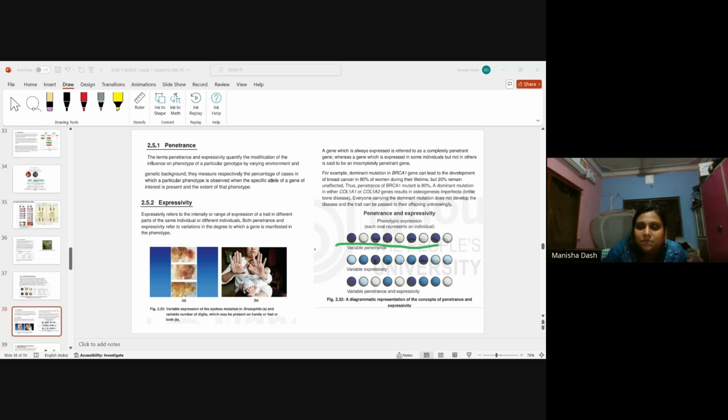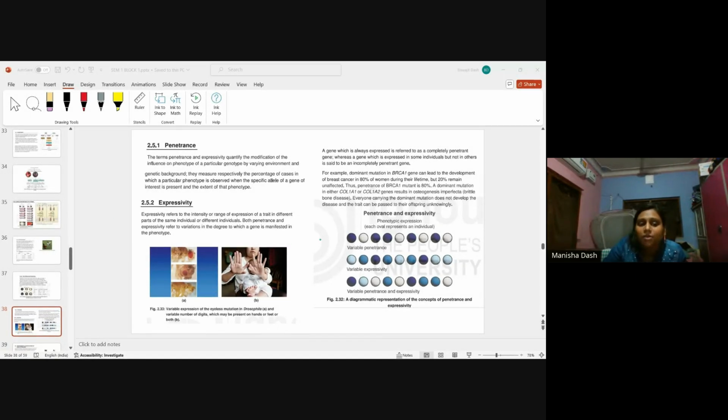If you observe this first condition, the blue color is the expression of the phenotype. Among these 9 individuals, only 5 individuals are expressing the phenotype, whereas all of them have the same genotype. So this is a case of variable penetrance, or we can say the gene is unable to penetrate completely.